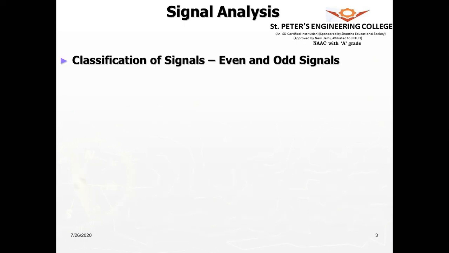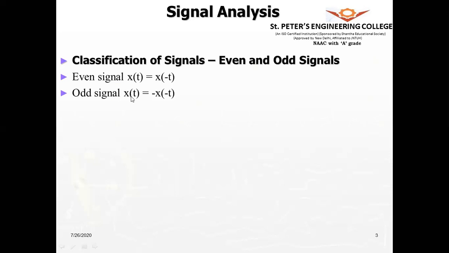Let us first recollect the even and odd signal. We call a signal x of t an even signal if x of t is equal to x of minus t. That means the signal, when it is reflected or folded along the y-axis, is the same. There is no change. Then we call the signal an even signal. That means it should be symmetric about the y-axis.